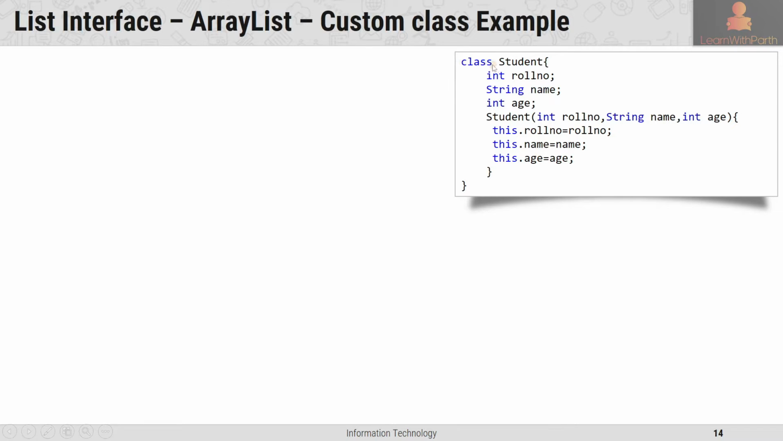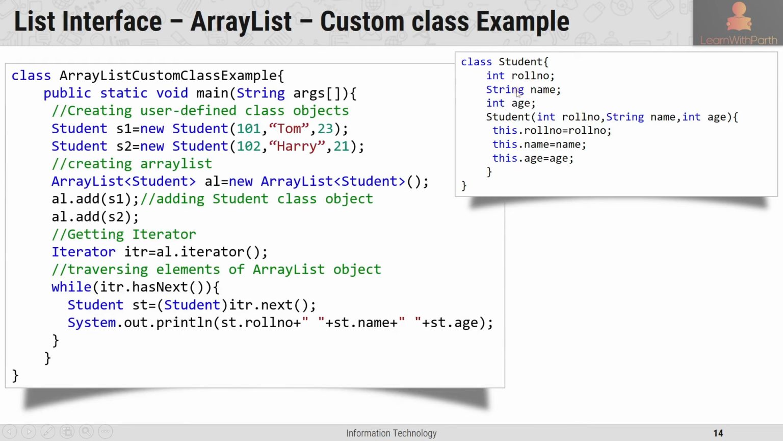So assume that we have a class called Student having three instance variables: roll number, name, and age, and there is one constructor which has three different arguments. Here I'm using the this keyword to differentiate the local variable from the instance variable. Now, to add the student object in the array list, assume that we have created two student objects, like Student s1 is equal to new Student(101, "Tom", 23), where 101 is the roll number of the student, Tom is the name, and 23 is the age of the student.